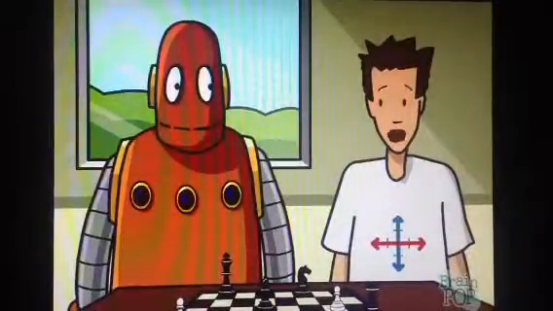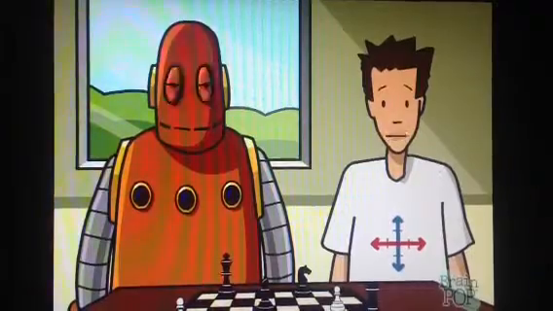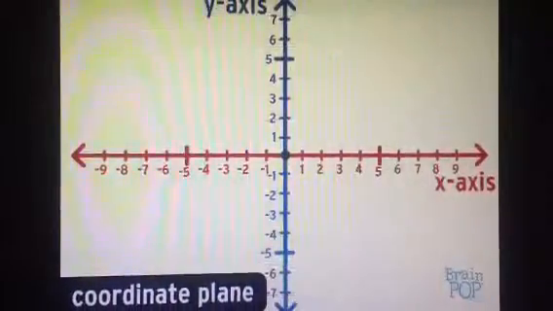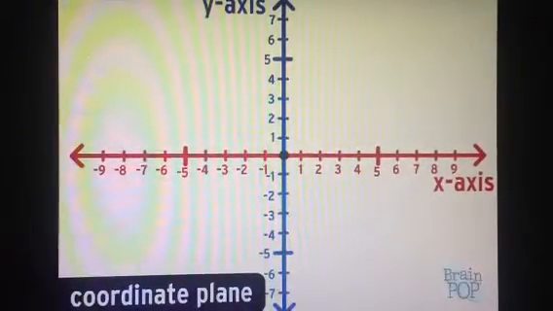Oh, well, planes aren't real. They're imaginary models of space. A coordinate plane is a plane overlaid with 2 perpendicular number lines. Those lines help you find any point on the plane.